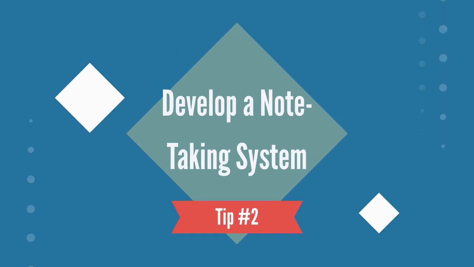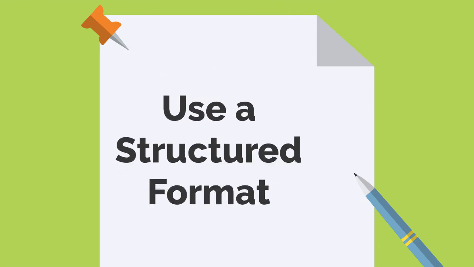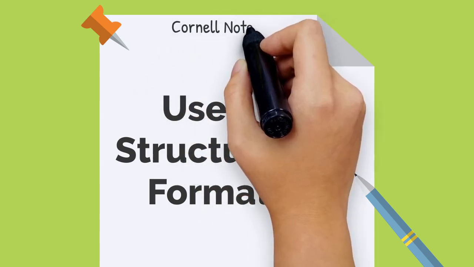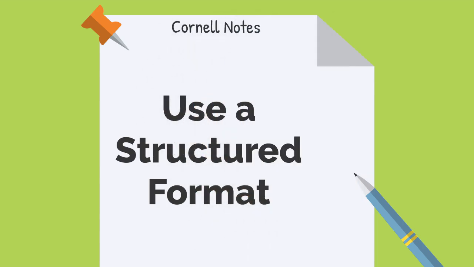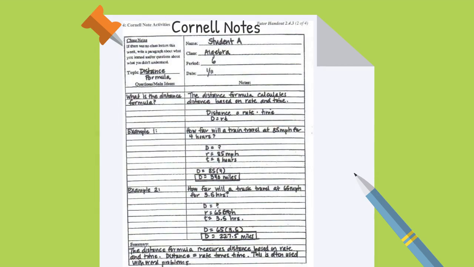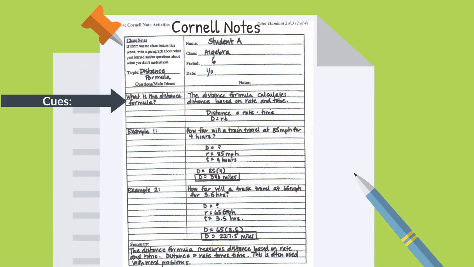Tip number 2, develop a note-taking system. Use a structured format. Organizing your notes using a structured system like the Cornell note-taking system can significantly enhance their utility. This method divides your paper into 3 sections. Cues. On the left-hand side, jot down main ideas or questions that correspond to the notes.